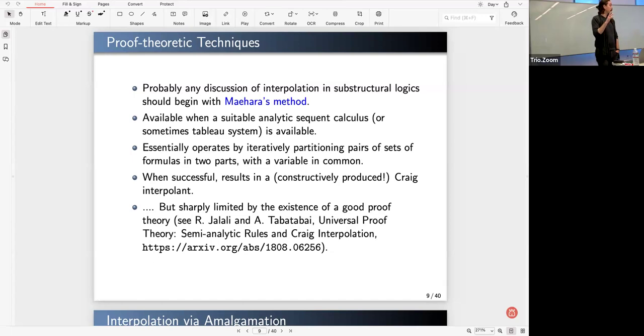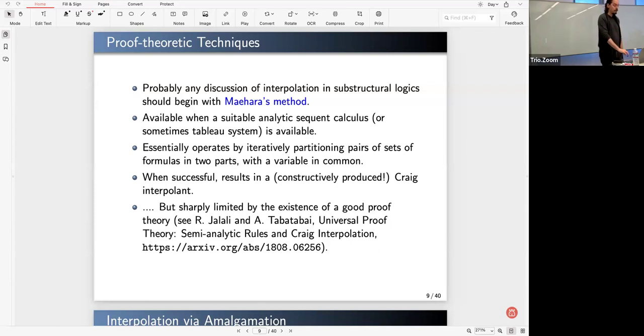This works in some kind of nice circumstances where, first of all, there is available such an analytic proof theory and analytic calculus, some adequate proof theoretic formalism. But for the same reason, it's sharply limited by this, okay? Because I think it's sort of consensus among logicians today that relatively few logics have good proof theory in this sense.